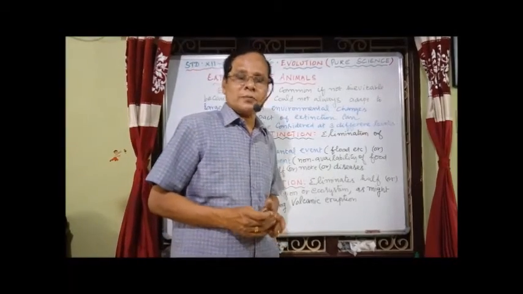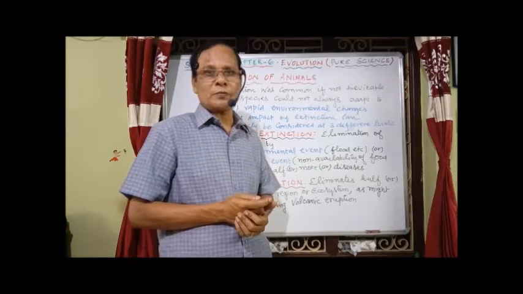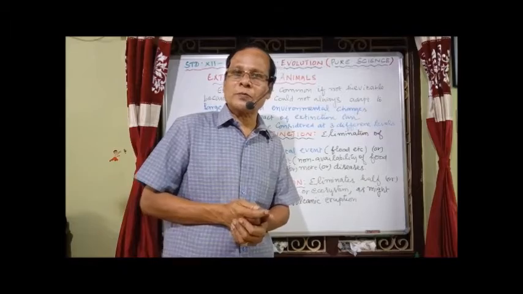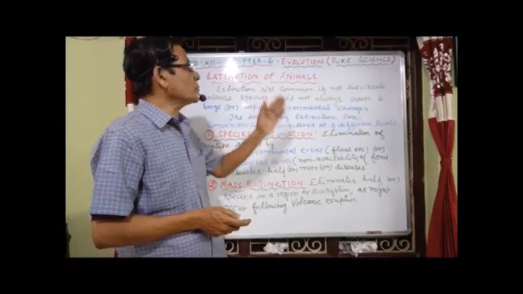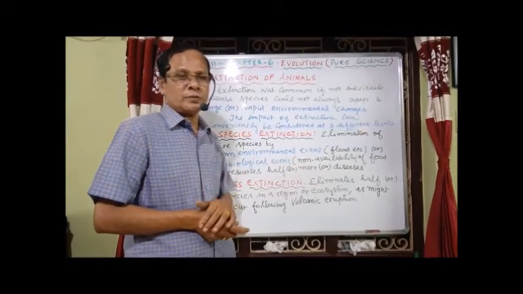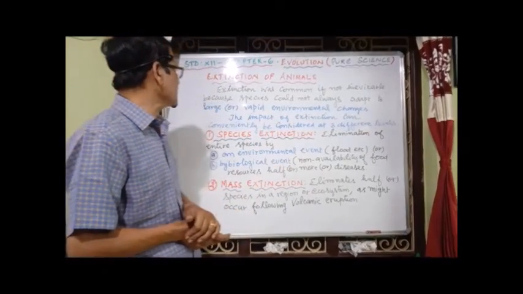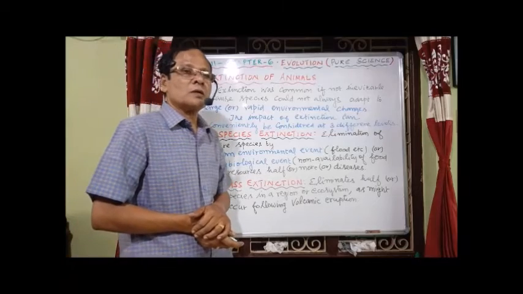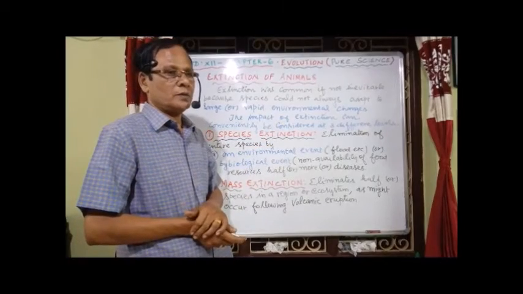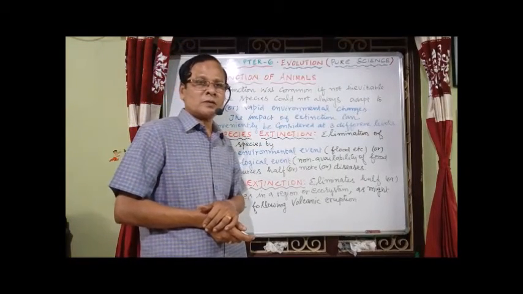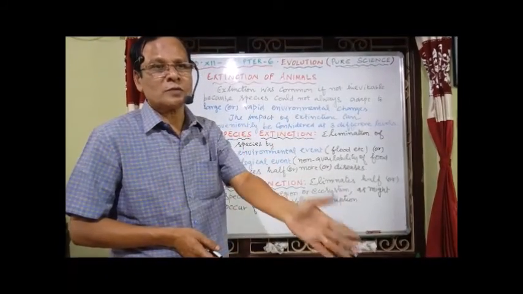Now, extinction of animals. That is the complete disappearance of an organism from the population, or complete disappearance of a particular species, is called extinction. Now, extinction was common if not inevitable, because species could not always adapt to larger or rapid changes in the environment. So adaptation is not possible for all organisms at all times, so they cannot adapt themselves to the changed environmental conditions.